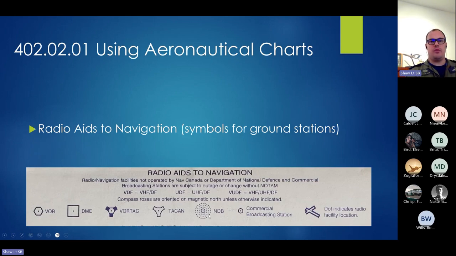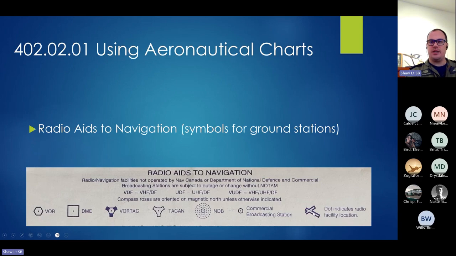You tune it up in your equipment in the plane, and it says the beacon is over there. So it doesn't have all the different radials, like the spokes on a bicycle, like a VOR does. The equipment in your airplane will just point to it. Commercial broadcasting station, that's like 92.9 or whatever. That's like a regular radio station.